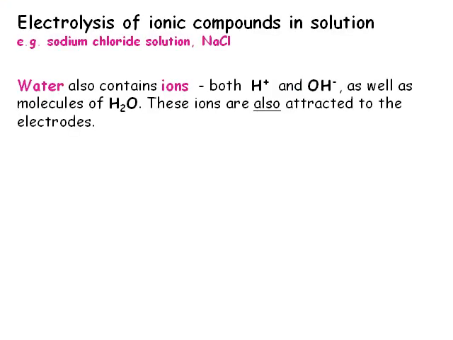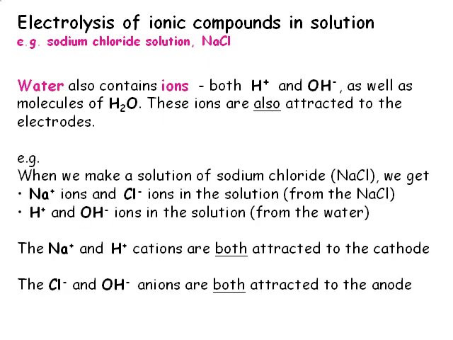Now we'll take a look at electrolysis of ionic compounds which have been dissolved in water. The difference, compared to melting an ionic compound, is that there are two extra ions present in the solution. These are H+ or hydrogen ions and OH- or hydroxide ions. These come from water molecules which have split up into ions. This means that in a solution of sodium chloride we will have two kinds of positive ions, the sodium ions and the hydrogen ions, and two kinds of negative ions, the chloride ions and the hydroxide ions.